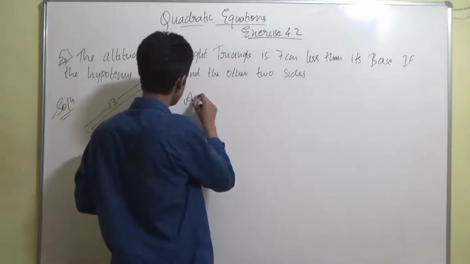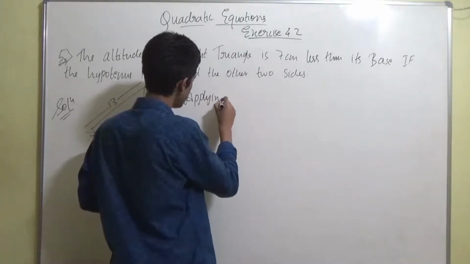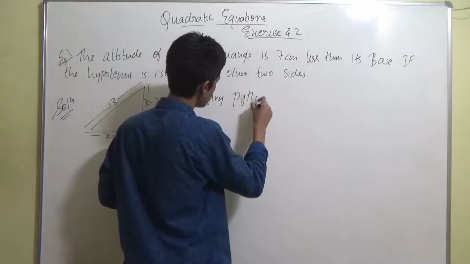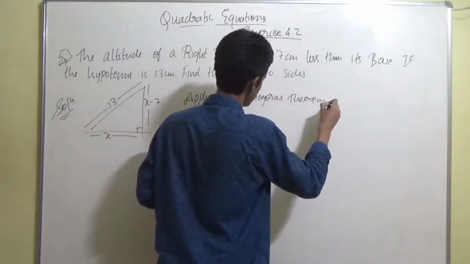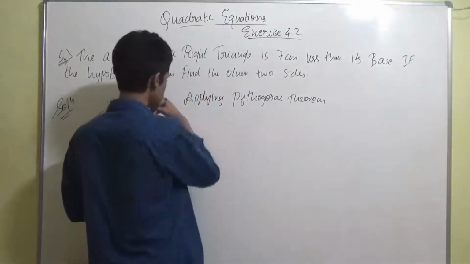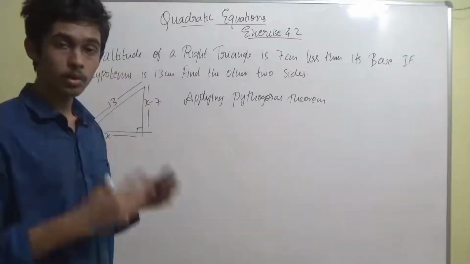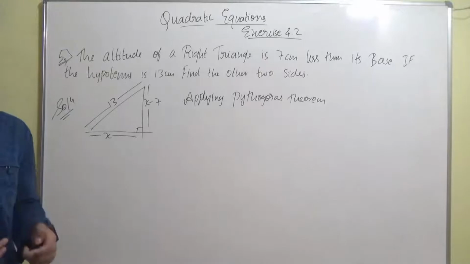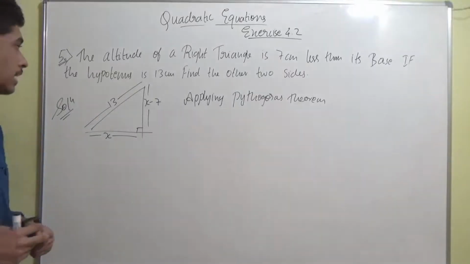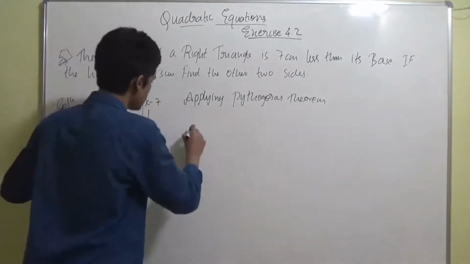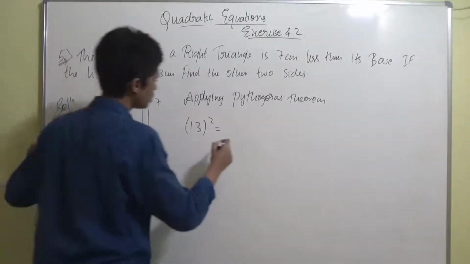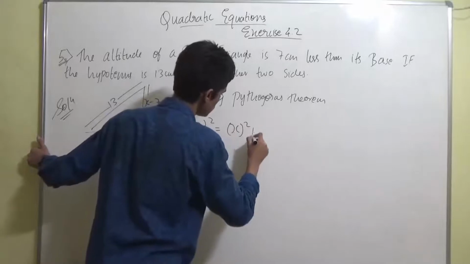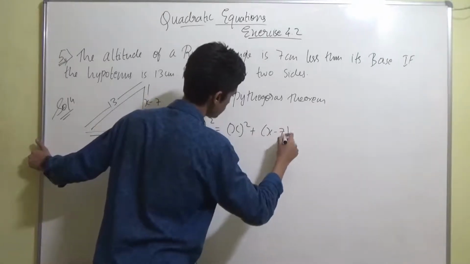So applying Pythagoras theorem, right? So what is Pythagoras theorem guys? The square of hypotenuse is equal to the sum of the squares of the other two sides, right? So square of hypotenuse is equal to the sum of the squares of the other two sides, that is x square plus x minus 7 square.